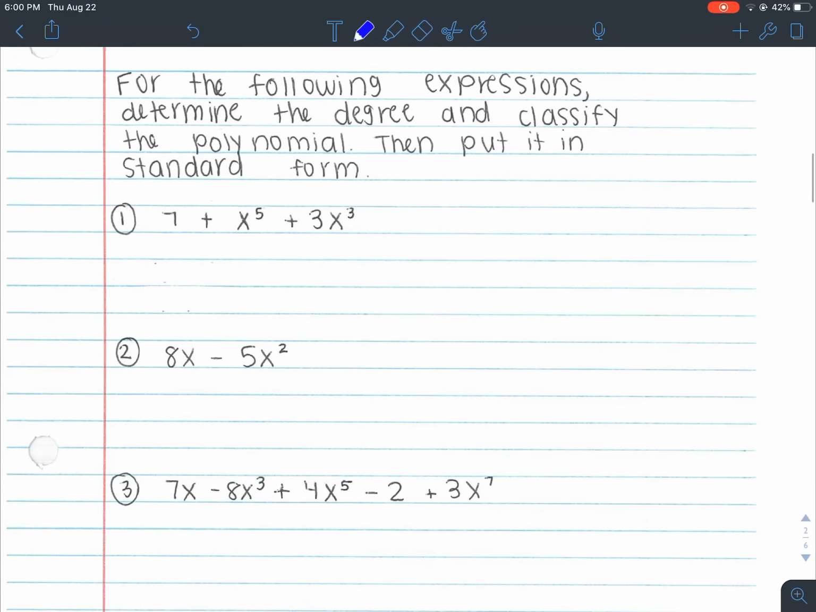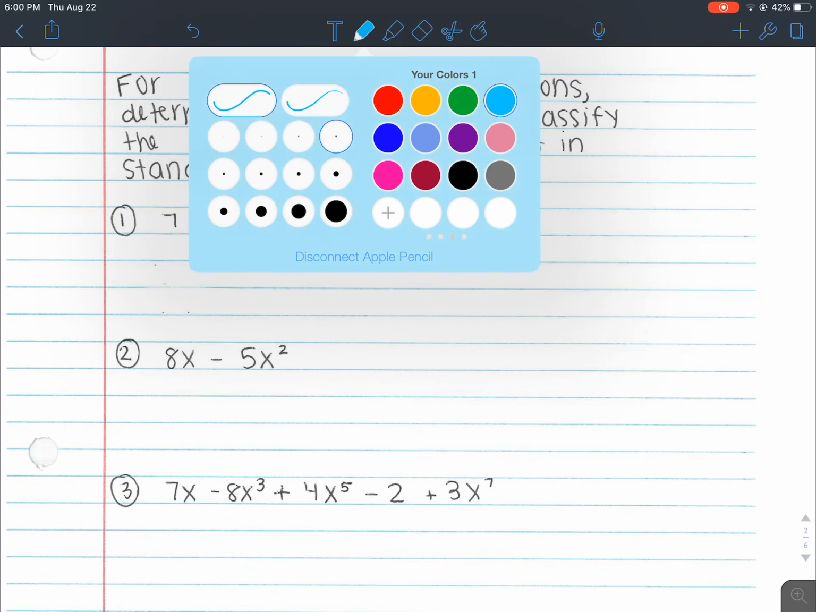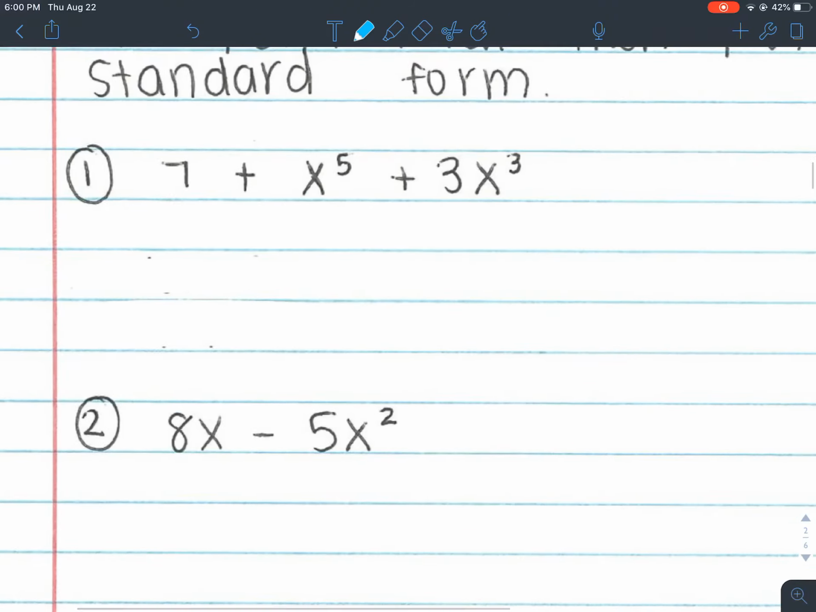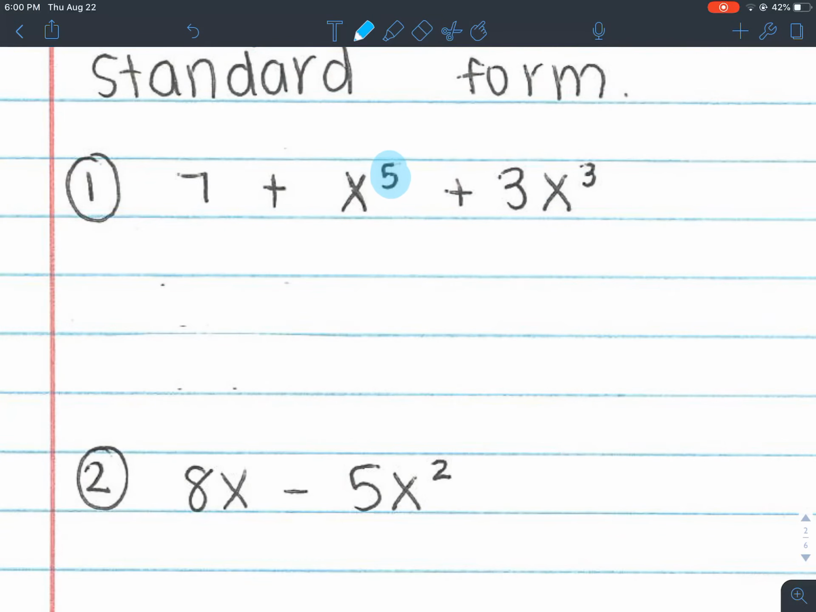All right, so let's move into some examples and practice this. For the following expressions, determine the degree and classify the polynomial. Then put it in standard form. Okay, let's go ahead and classify. What's the largest exponent that we see in number 1? Well, the largest exponent that I see is 5. So this is going to be a 5th degree.